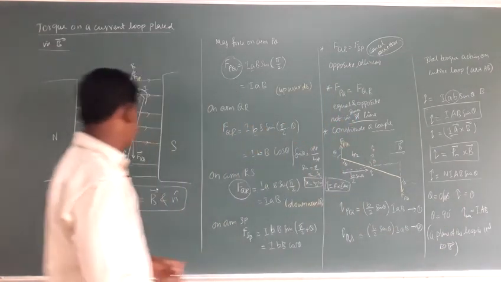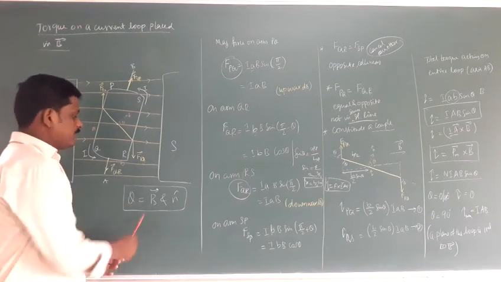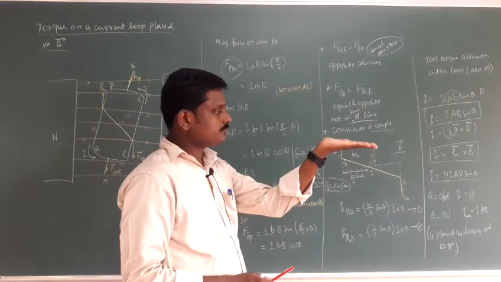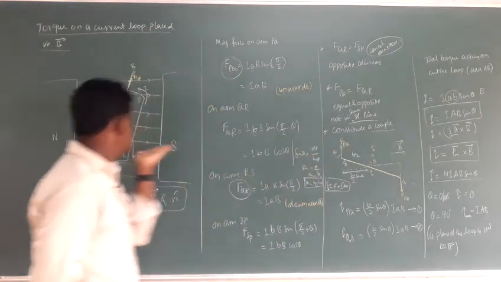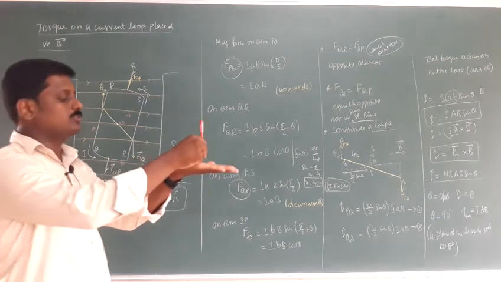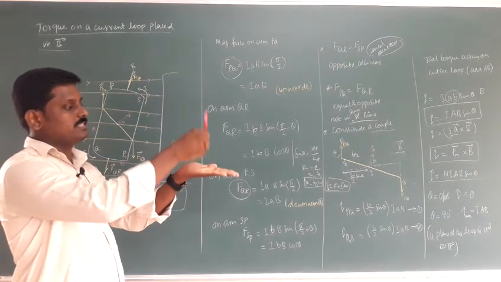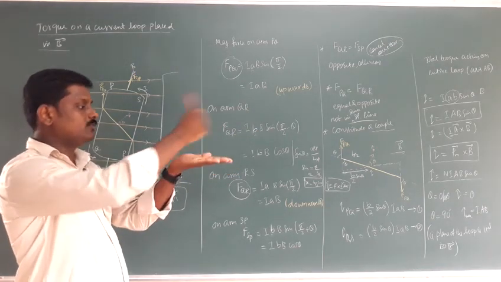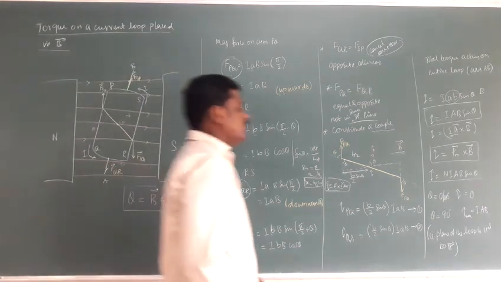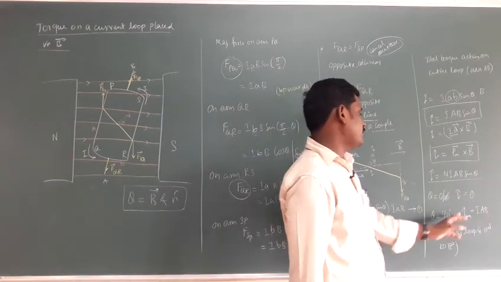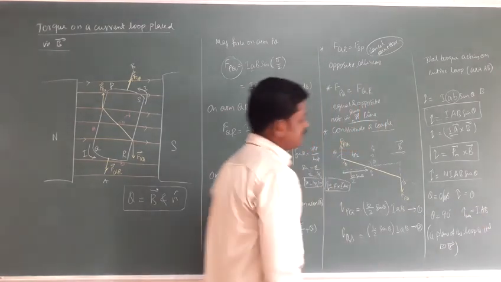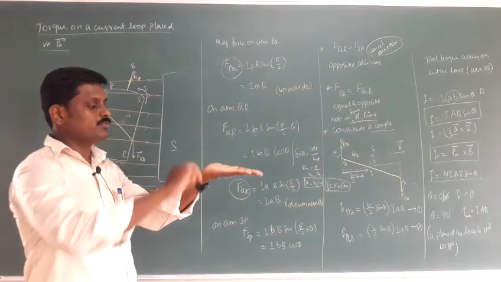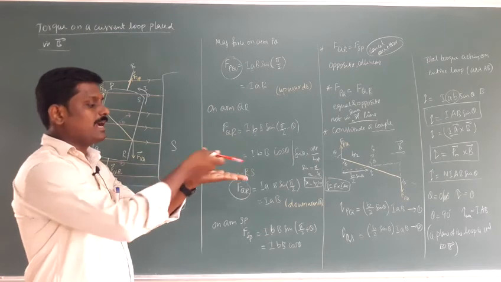Then 90 degree. Again we need to have a basic idea: theta is the angle between the magnetic field and n cap, that is the normal vector. Now the rectangular loop is placed in a magnetic field that is parallel. So the angle between the surface and the field is 0, and the angle between the field and n cap is 90 degree, so sin 90 equal to 1. So tau is maximum when theta equal to 90 degrees, tau max equal to NIAB. The plane of the loop is parallel to the magnetic field, from left to right.